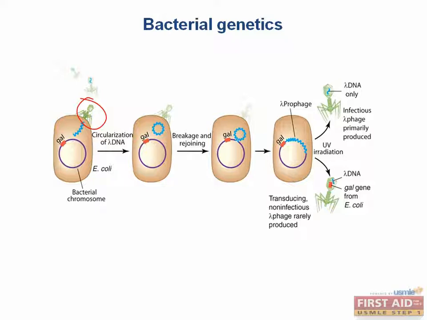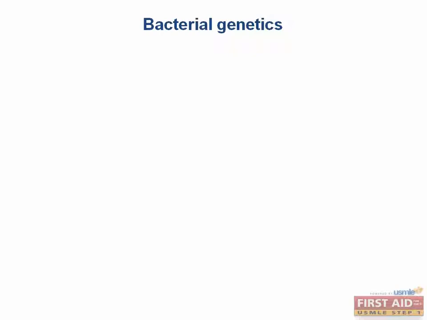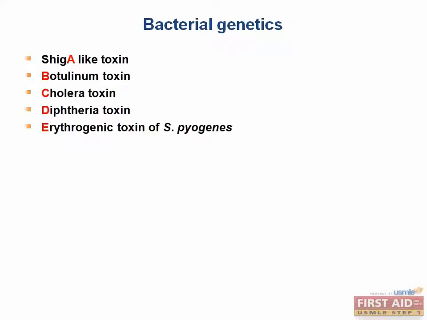Specialized transduction is an excision event where a lysogenic phage infects the bacterium, but the viral DNA actually incorporates into the bacterial DNA, as you can see here. When the phage DNA is excised for packaging, flanking bacterial genes may be taken with it. There are 5 toxins which we've already discussed that are encoded in a lysogenic phage, and to remember them, I like the ABCDE mnemonic: Shiga-like toxin, botulinum toxin, cholera toxin, diphtheria toxin, and the erythrogenic toxin of Strep pyogenes.